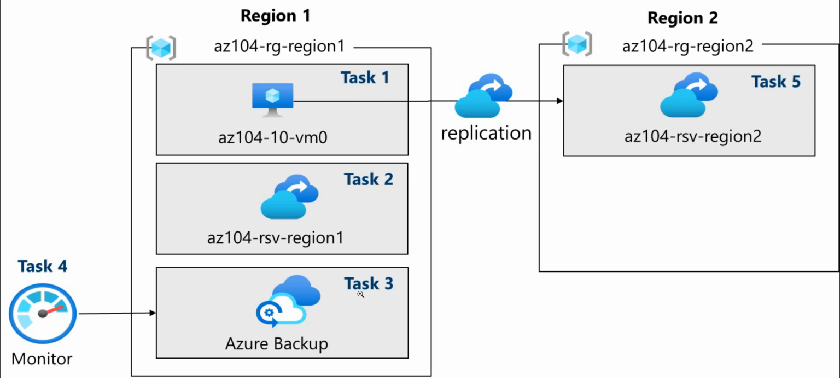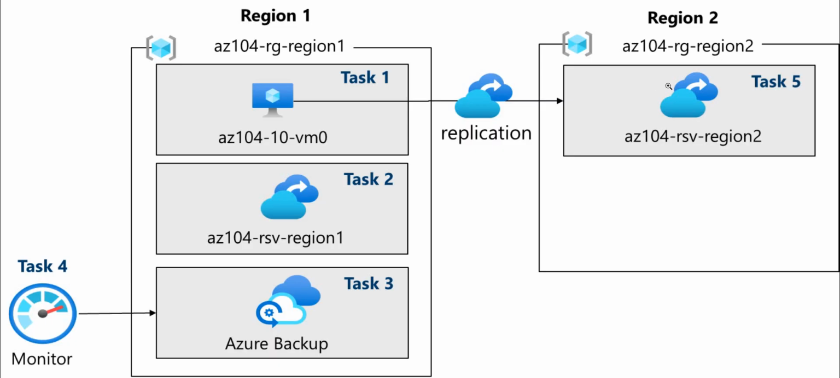Next, in task 3, we are going to configure Azure Backup to protect the virtual machine, and this includes setting up a backup policy and retention periods. Next, in task 4, we are going to track the backup activity. We'll set up monitoring, but we'll start by creating a storage account where the logs and the metrics will be sent to so we can monitor backup health and alerts.